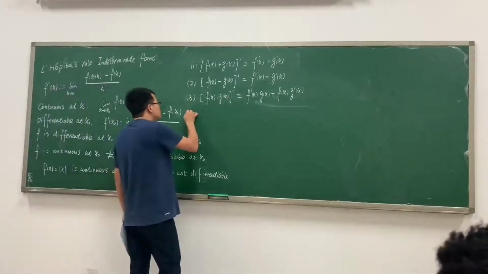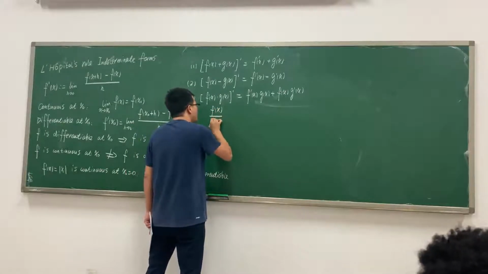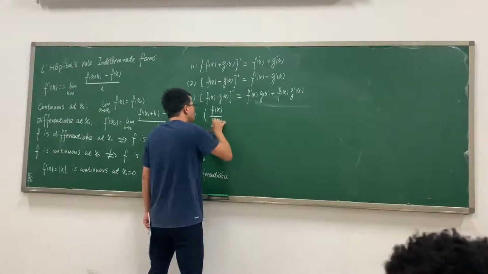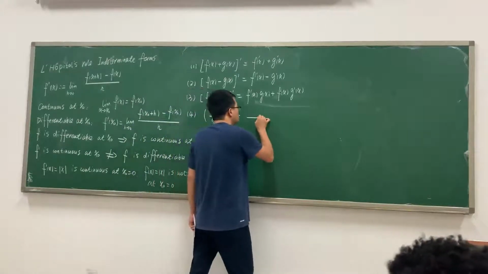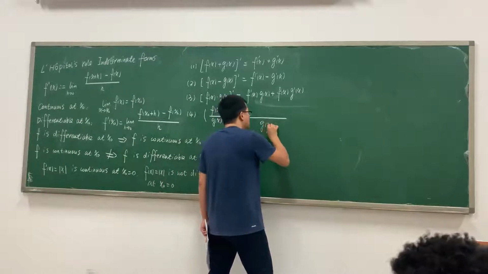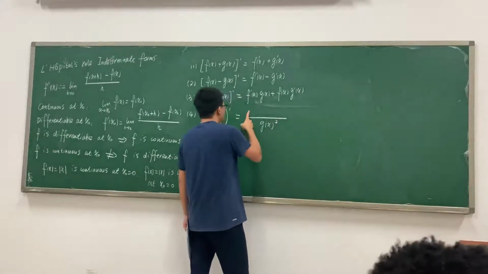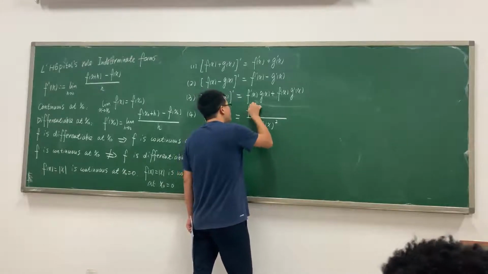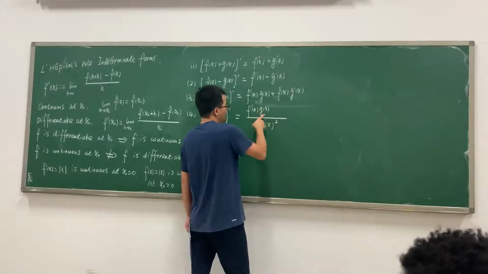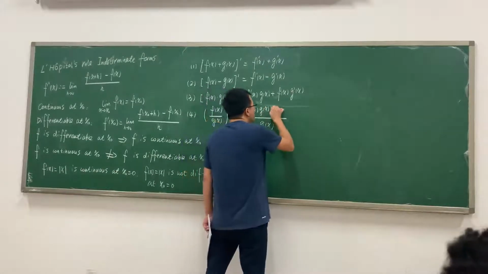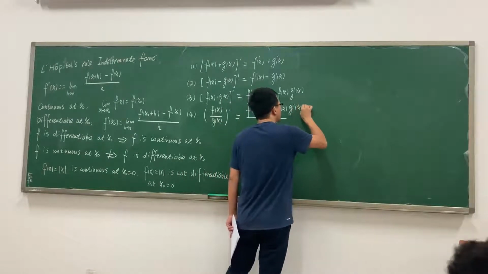And number 4, f(x) divided by g(x). For this derivative, the denominator is g(x) squared. The numerator is f prime times g minus f(x) times g prime.